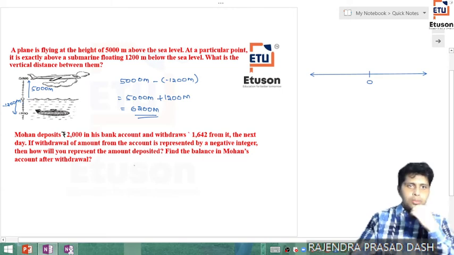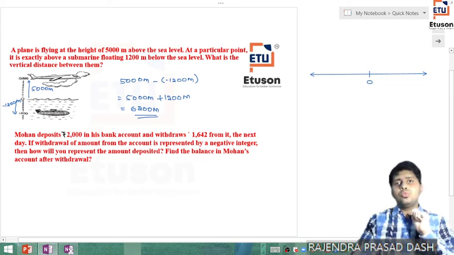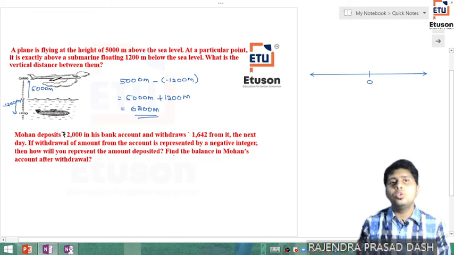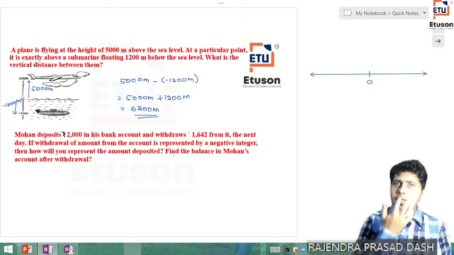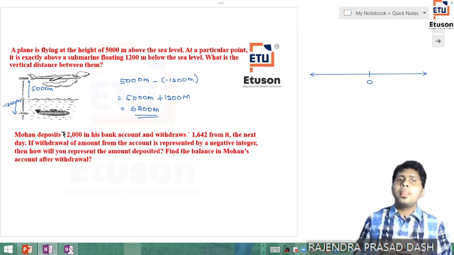So next question. Mohan deposits 2000 rupees in his bank account and withdraws 1642 rupees from it the next day. I have already told you, what is the significance of the negative integers? The significance of the negative integers is to show the loan amount, the borrowing amount.